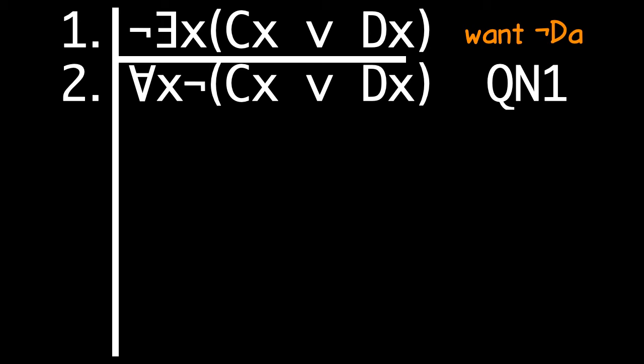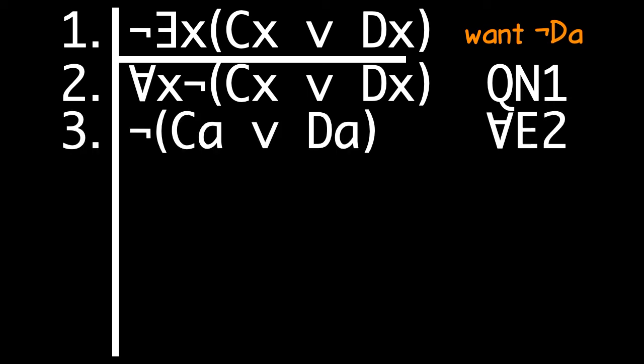Now, line 2 is something we can do more with. Because it's a universal sentence, we can think about applying universal elimination. That lets us drop the universal quantifier and replace the variable with a constant. We could pick any constant we want. But a natural choice would be a. It seems promising because we eventually want not Da. So we can write down not, parenthesis, Ca or Da, close parenthesis, by universal elimination applied to line 2.